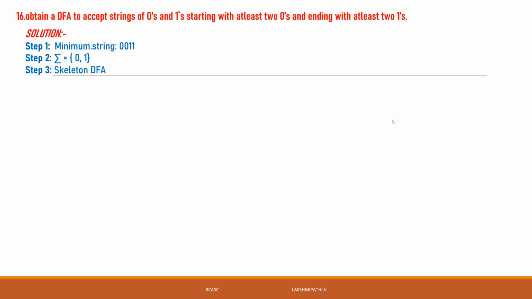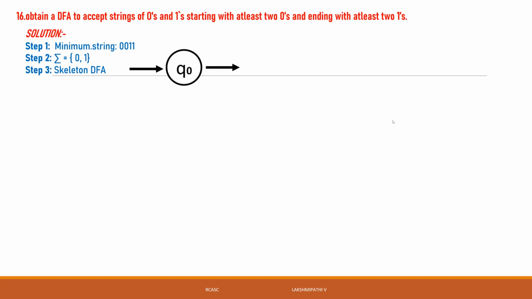Then we can go to the skeleton of the DFA. What is a skeleton? We can go for the transitions. First, we are considering one more thing: we are only designing according to the problem. We are designing the machine structure. The machine needs to start somewhere, so I will take Q0 as the starting state.